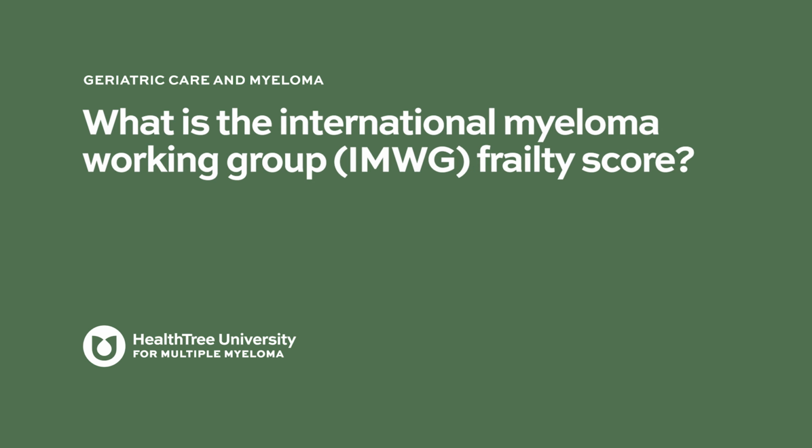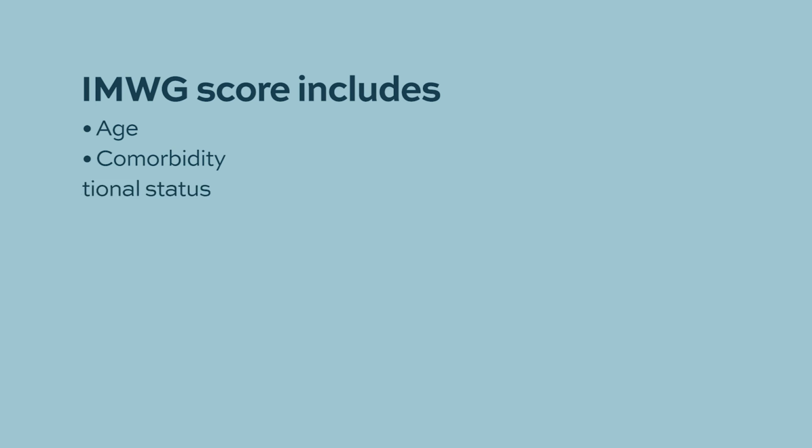What is the International Myeloma Working Group, or IMWG, frailty score? In 2015, Professor Palumbo and colleagues published about the International Myeloma Working Group's frailty score. This score is similar to the RMCI, but it includes age, the comorbidities, so whether or not a patient has additional medical conditions, and this is measured by something known as the Charlson Comorbidity Index. And then we also think about a patient's functional status. As a geriatrician, the way that we define functional status is slightly different from how people traditionally in oncology have described this.